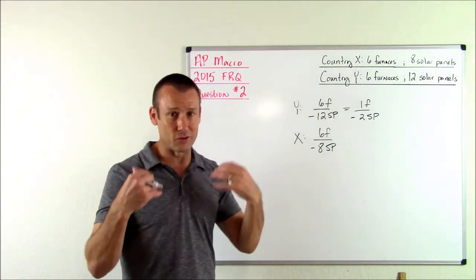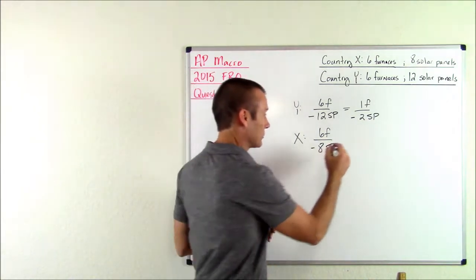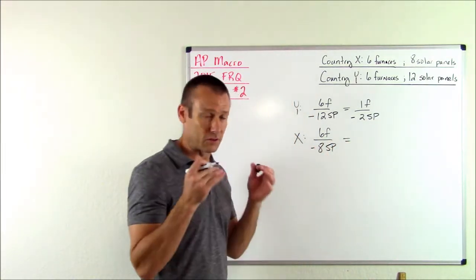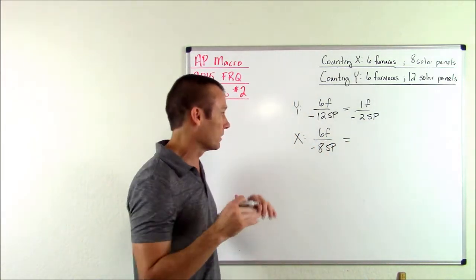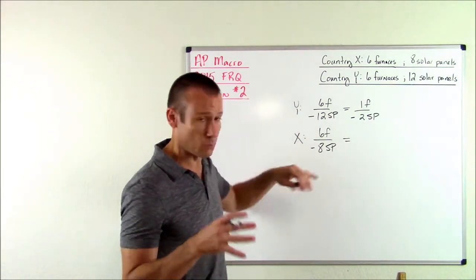However, I'm going to go with just the standard way I always do it. I want to get it in terms of 1 furnace, just makes it really easy also for me. Guys, we already know the answer. It's country X. They have the lower opportunity cost. But reducing this, we're just going to divide both by 6 again. We're just going to do proportions.